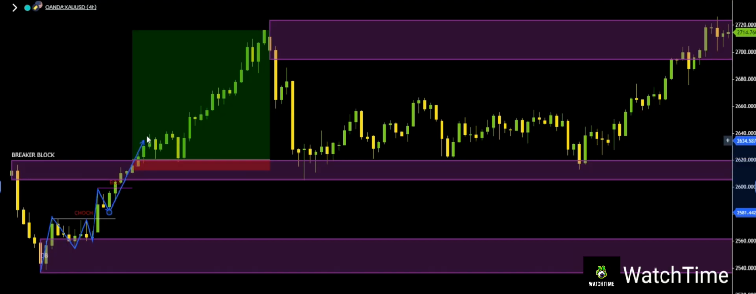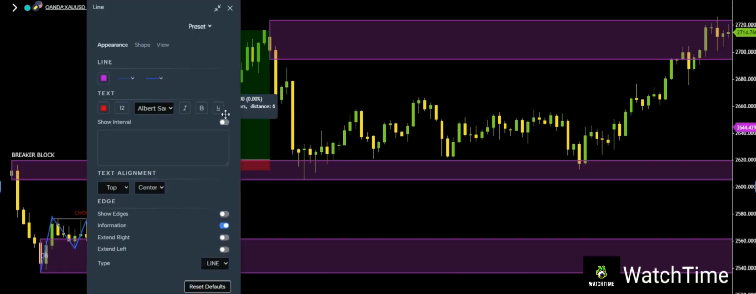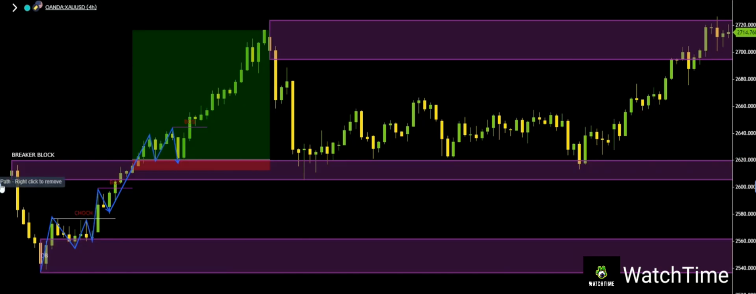2. Rally base rally, RBR/drop base drop, DBD. Continuation patterns: price pauses briefly in a tight range before continuing the trend. The base shows reaccumulation or redistribution, often seen mid-trend. Use with structure confirmation. 3. Flip zones: price breaks through a level and then returns to retest it. Former demand becomes supply, or vice versa. Works well when paired with a break of structure.